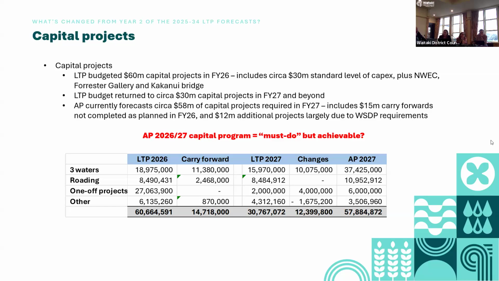So as we sat through the water services delivery plan workshops, you remember Stu had some tables and some extra projects that were added on through that process. So that was about $12 million worth. And then there has been about $2 million worth of projects that the Waters team, infrastructure team and PMO have suggested can be deferred into 28 or beyond. So there's a few different projects that represents.